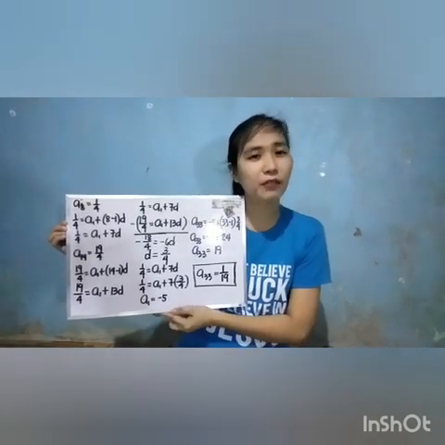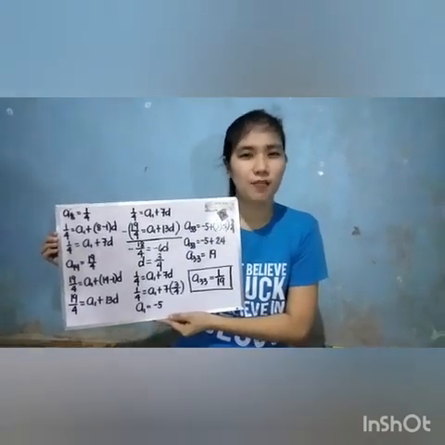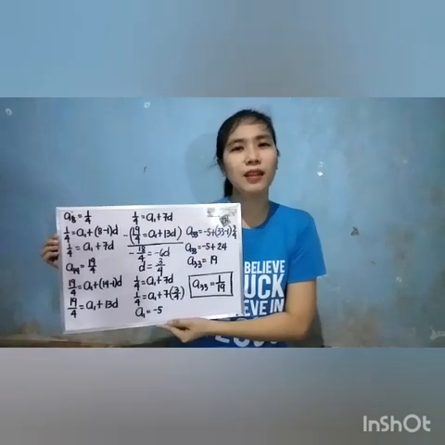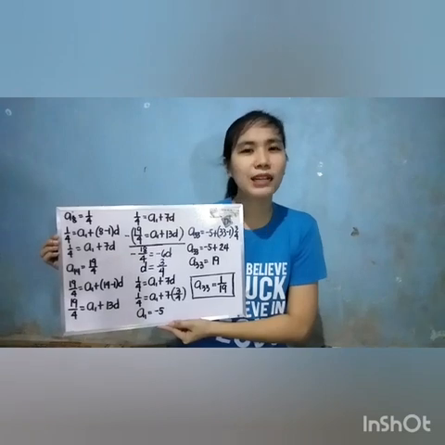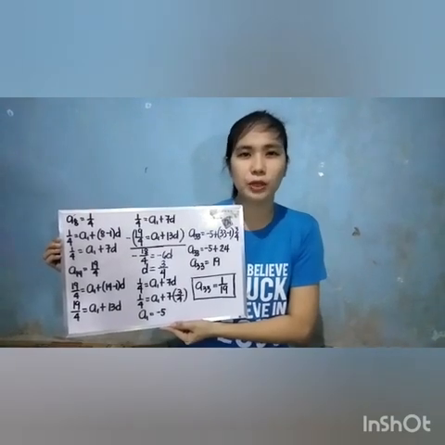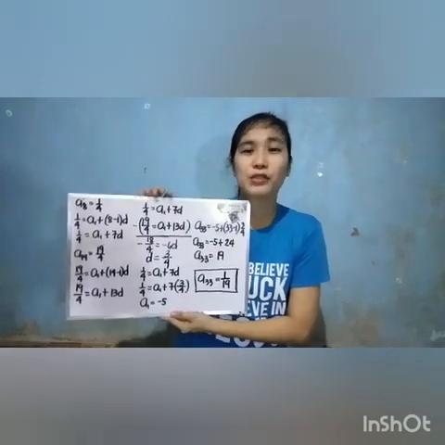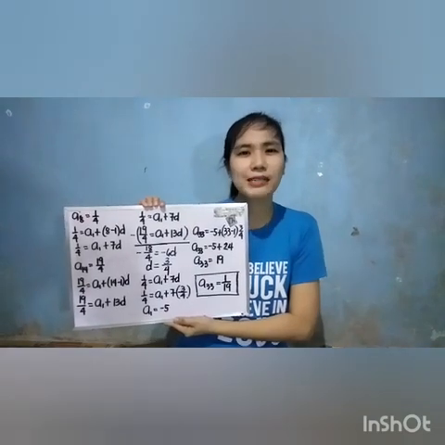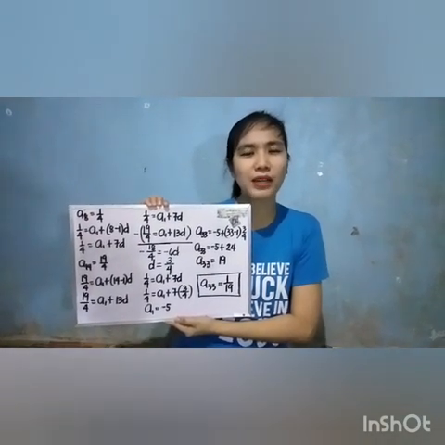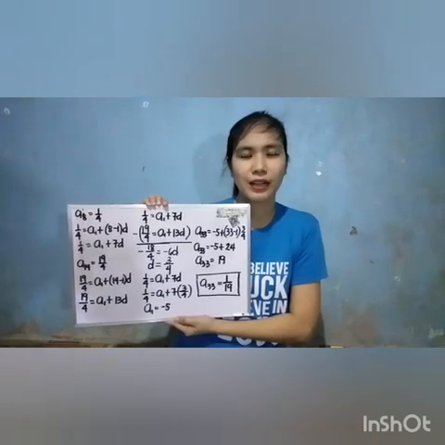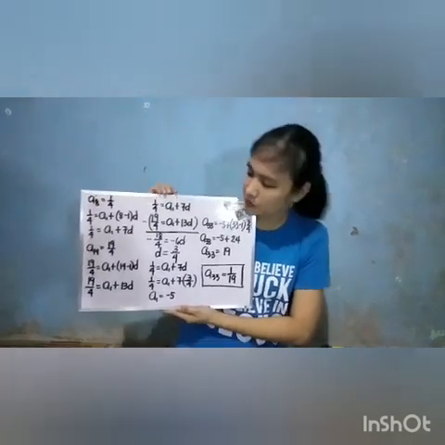So we will have the value of a sub 1 as negative 5. We have obtained now the values of the common difference and the first term. We can now get the 33rd term of the sequence. So we use again the formula a sub n is equal to a sub 1 plus the quantity of n minus 1 times d. Let us now substitute the values.